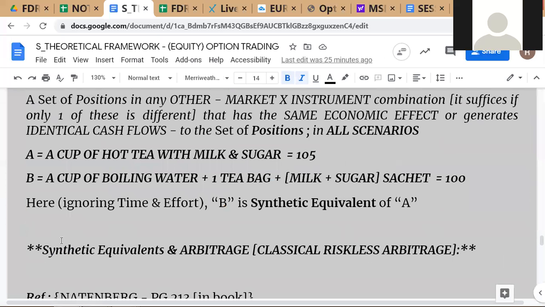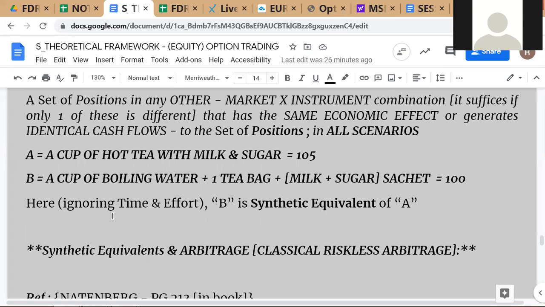Right. So this is our earlier example, probably not a great example, where we tried to explain the idea of the synthetic equivalent: a set of positions using which you can recreate the original position, without actually doing anything in the market with the original position.